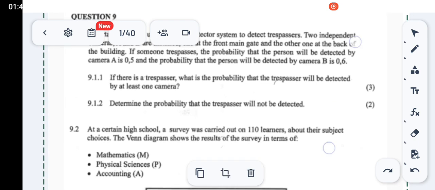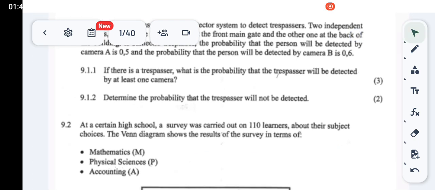All right, let's go straight into 9.1.1. If there is a trespasser, what is the probability that the trespasser will be detected by at least one camera? At least one camera. Now, in mathematics, when we are saying at least, in this case at least one camera, we are saying one or more.